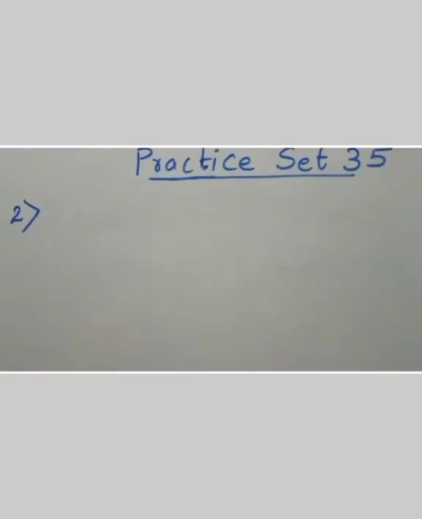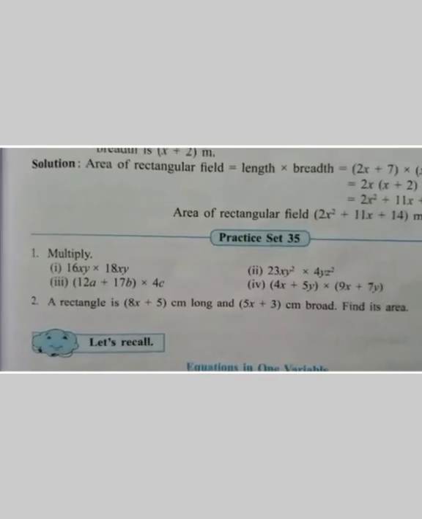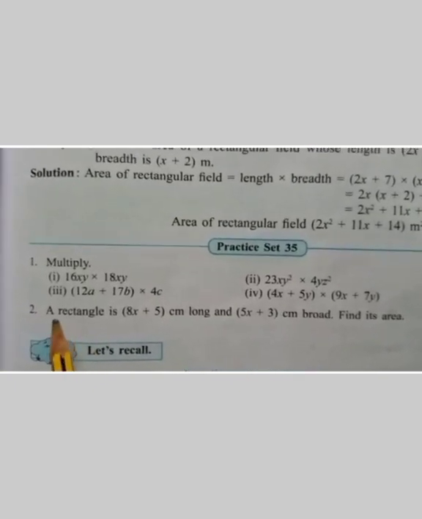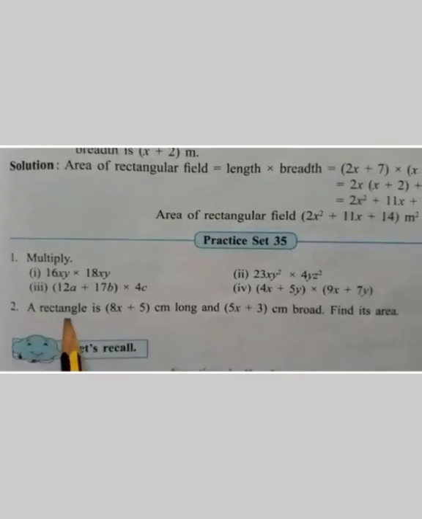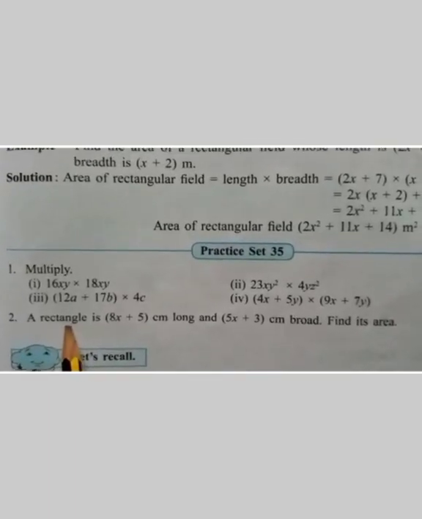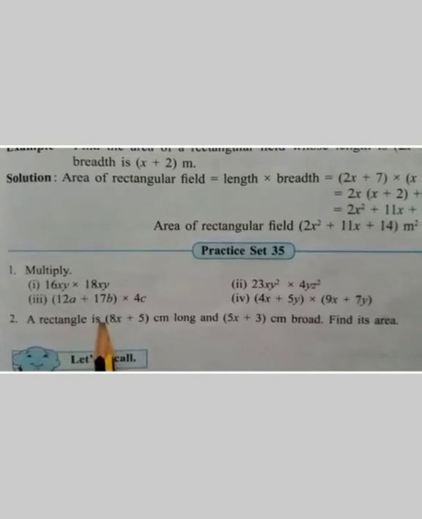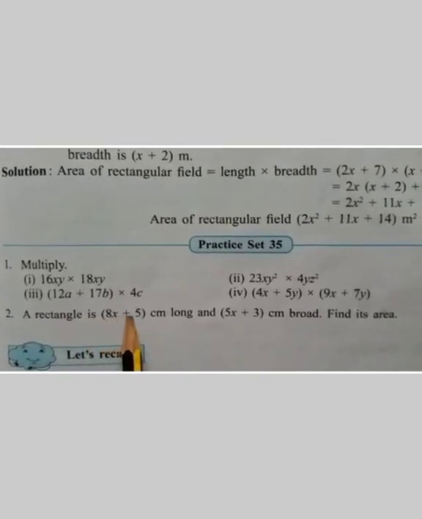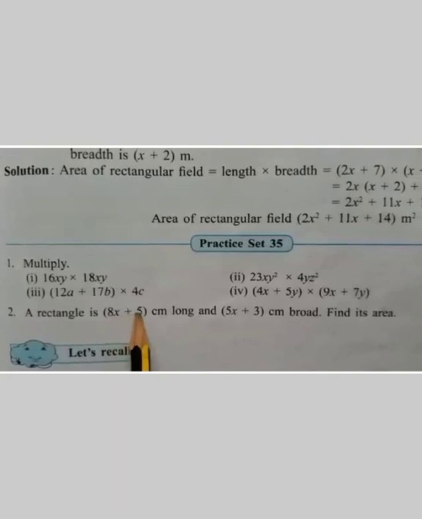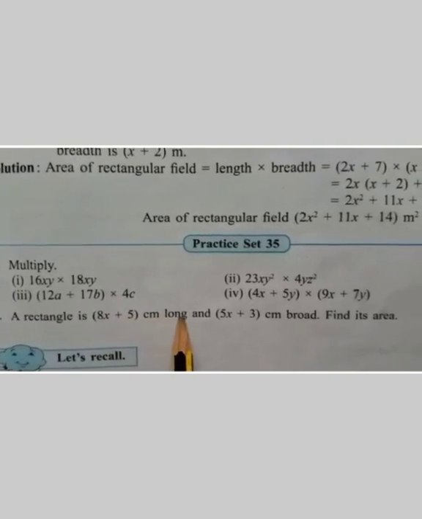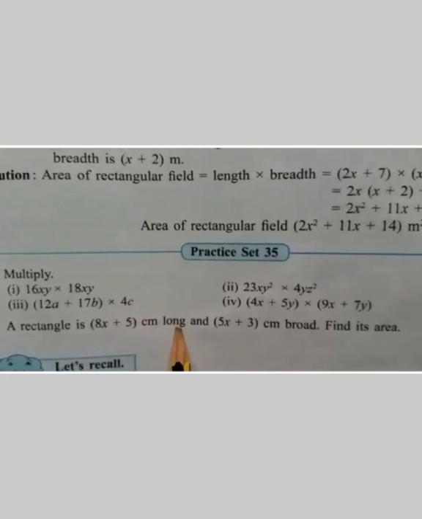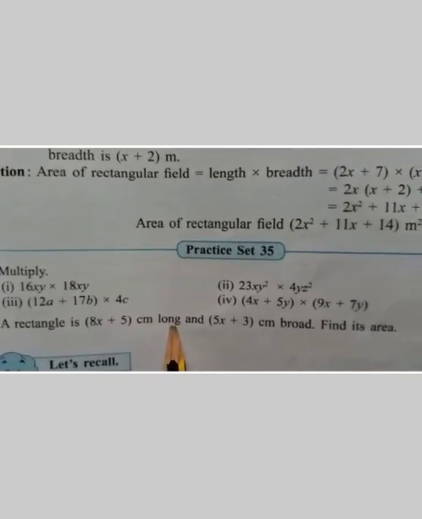In practice set 35, question number 2 is, read the question word by word and try to understand the question first, and then only we will go for solving. A rectangle. The figure shape is a rectangle. In the bracket it is given 8x plus 5. That is a binomial. This much, 8x plus 5 centimeter long. Long means length of the rectangle is given to you.